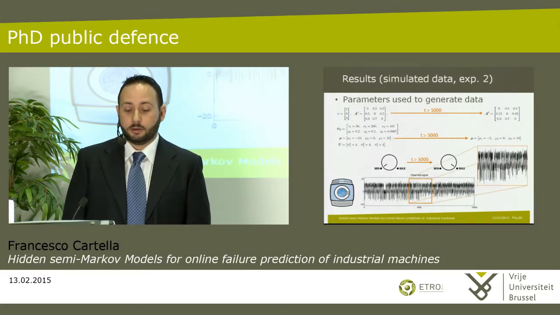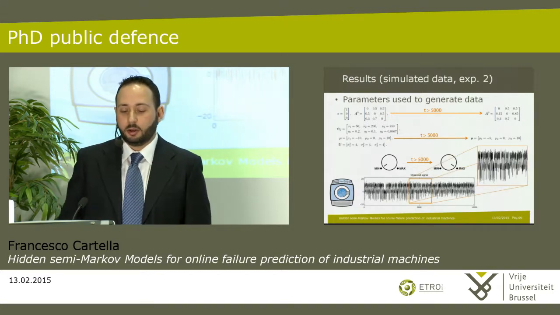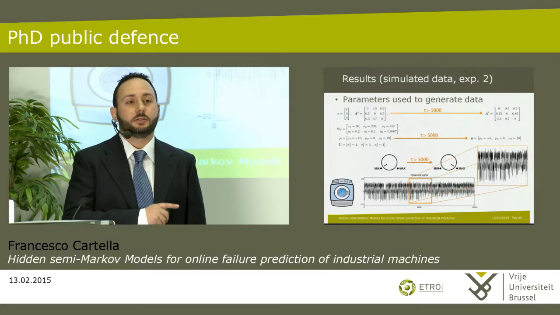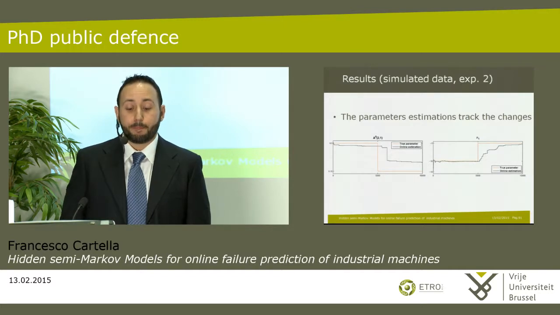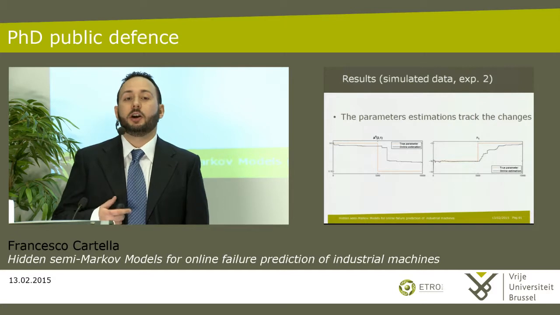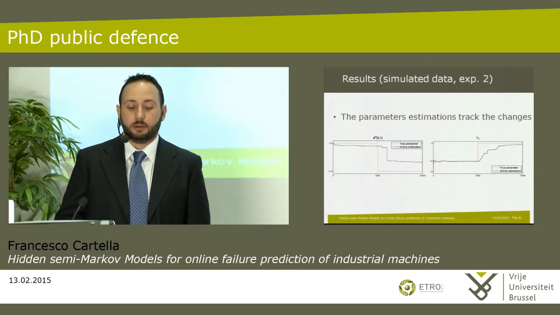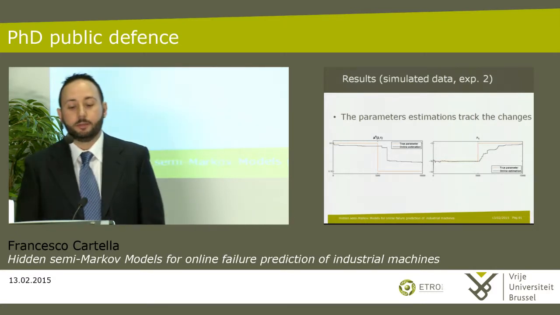And this aspect is reflected by the changing of the shape of the observed signal, as we can see from this figure. Also in this case, as we can see from this figure as well, the estimation performed by the online learning algorithm is able to track the changes happening in the true parameters of the model.